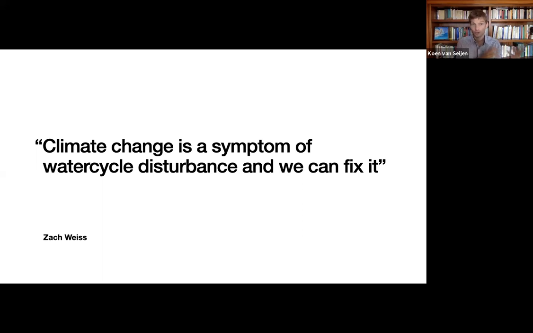Looking at water, climate change is a symptom of the water cycle disturbance, and we can fix it. Already the framing is very interesting, because we've mostly been focusing only on climate change so far. Zach Weiss, whom I interviewed as well, who's doing amazing work in terms of distributed water work on farms and landscapes, says that climate change is actually a symptom of a much bigger issue, which is the water cycle disturbance. We can argue on whether that's true or not. There's a lot of interesting research coming out and a lot of interesting work being done. But I want you to open up to that and see if maybe the story is actually a lot bigger than climate change.